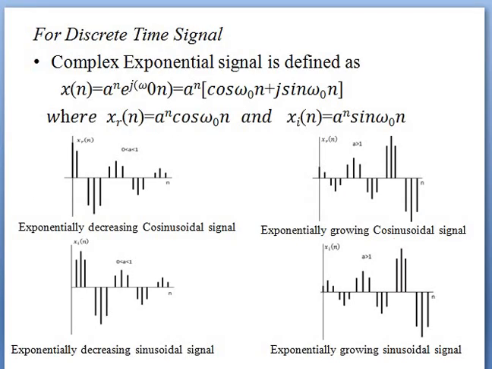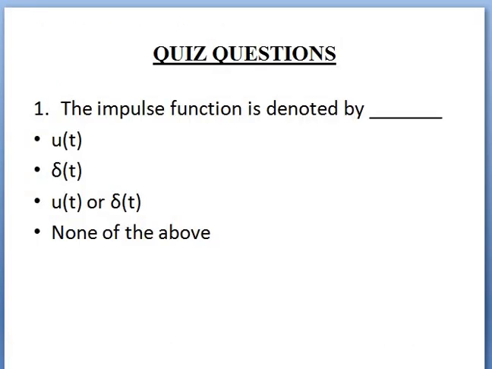For a discrete time signal, the complex exponential signal is defined as x of n equal to a power n e power j omega naught n. So a power n into cos omega naught n plus j sin omega naught n. The real part of x of n is a power n cos omega naught n, and the imaginary part of x of n is a power n sin omega naught n. The exponentially increasing and decreasing sinusoidal and cosinusoidal signals are shown in the figure.